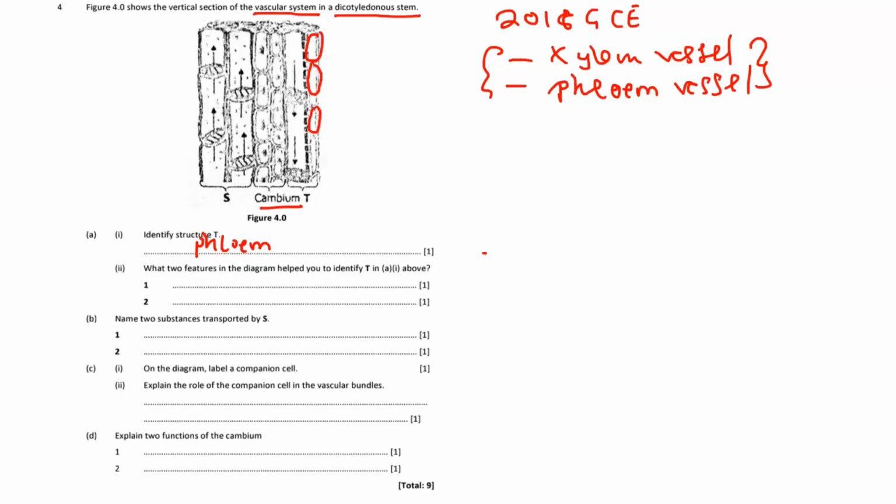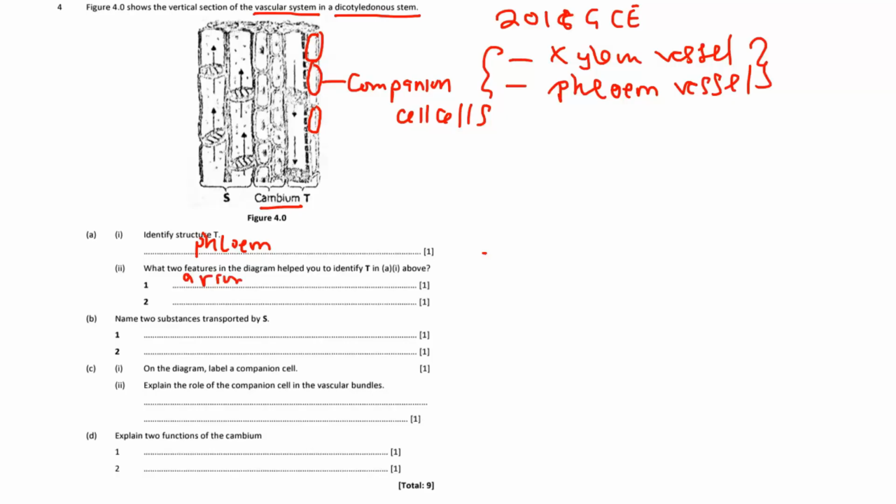There are cells here, and these are what you call companion cells. Okay? So now, what two structures or features in the diagram helped you to identify T as a phloem? We've identified it as phloem. What made us identify it as a phloem? So one is the arrow, the arrow showing the direction of movement of substances.